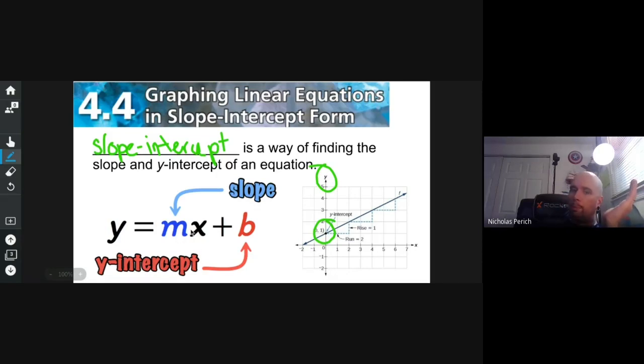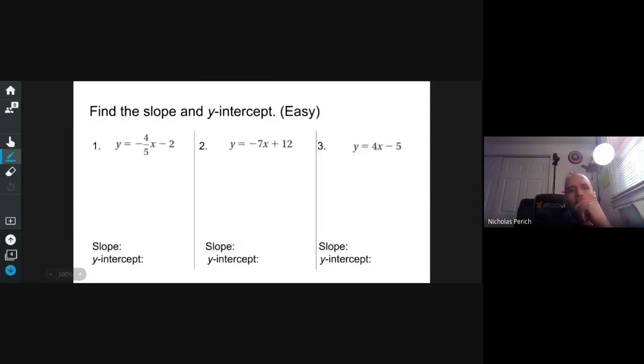Now notice in slope-intercept form, the x part comes first. So if you're wondering, why did Mr. Perich always make us put the x first? This is why. Because of slope-intercept form. So when y is all by itself, the number in front of x is the slope, and the number floating around all by itself is the y-intercept.